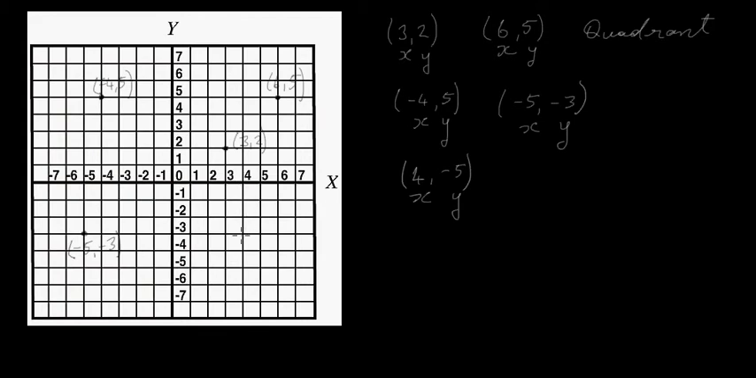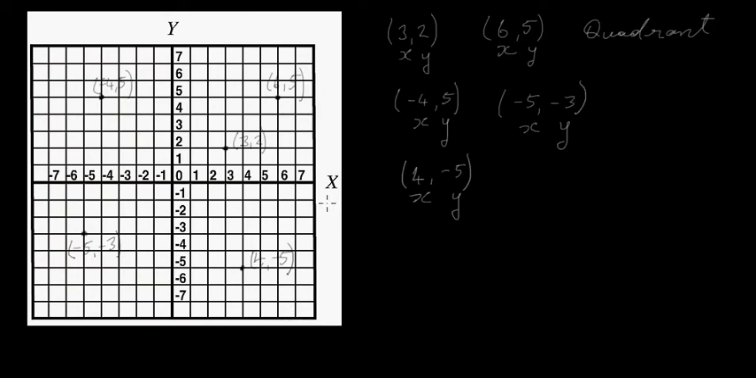So it's minus 1, minus 2, minus 3, minus 4, minus 5. So we're going to end up, what did I say, 4, minus 5. So we're going to end up here. So this is 4, minus 5. So now we plotted points in all four quadrants.